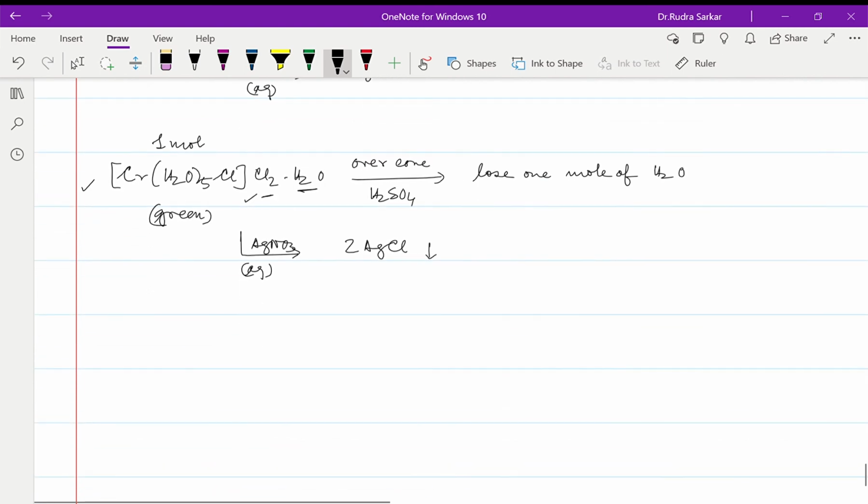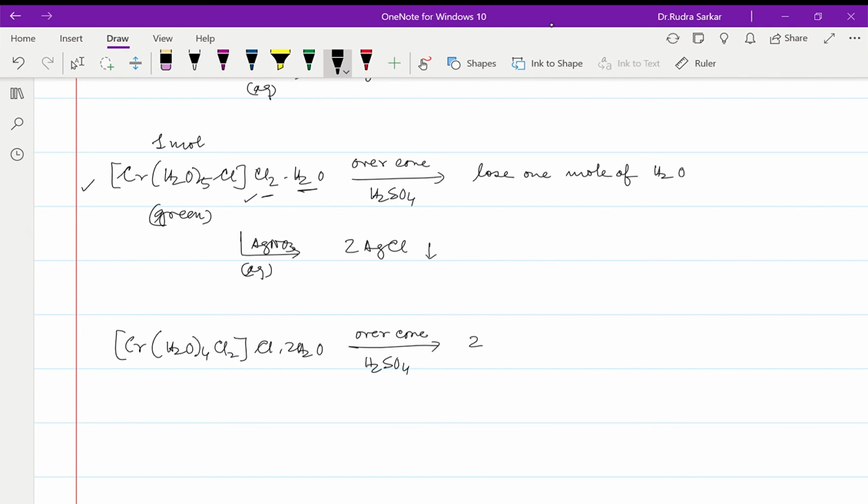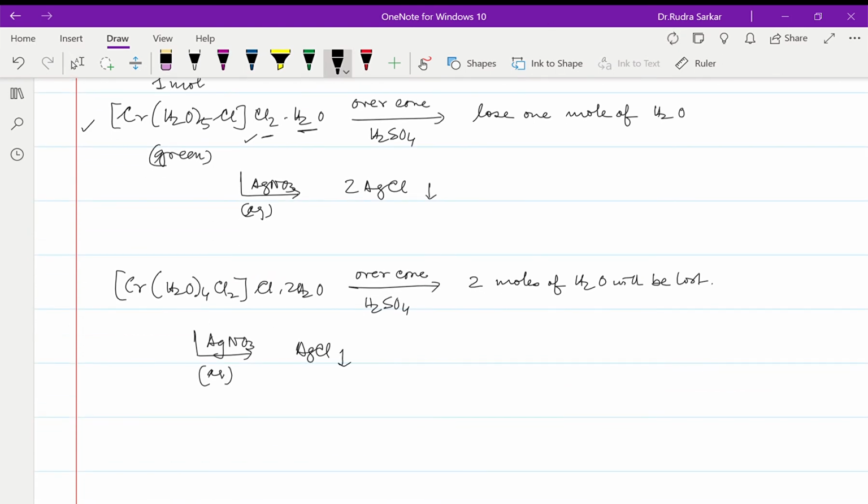Okay. Now, suppose we took another complex which is Cl(H2O)4 Cl2, and there is only one chlorine outside. So accordingly there will be what? 2 H2O. So if you keep again over concentrated H2SO4, how many water molecules will be lost? 2 moles of H2O will be lost. Okay. And if you were to add AgNO3, then how many chlorine will be lost or precipitated out? 1. Okay.